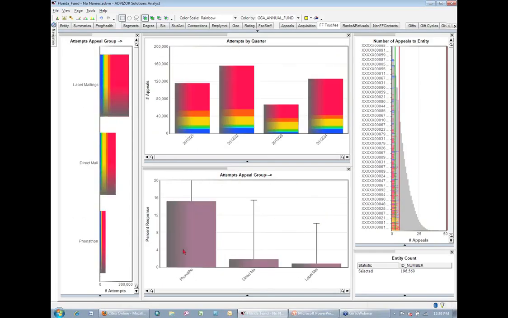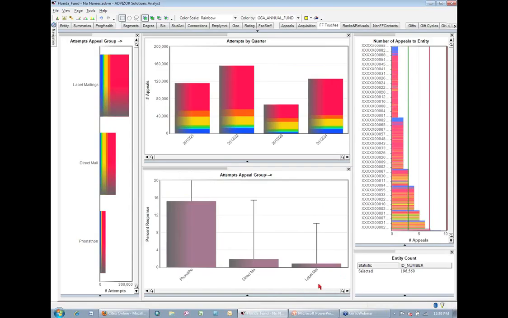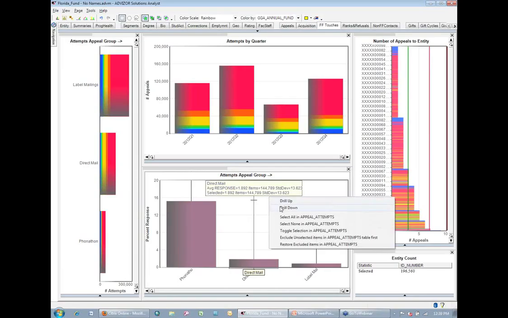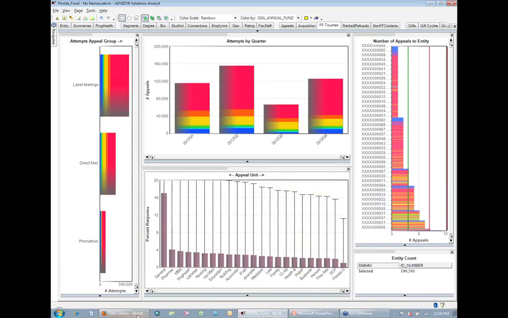And you can see in this fiscal year, we just had these 3 kinds of touches. Our phone-a-thon did really well in comparison to direct mail and label mail, although they didn't do badly themselves. But if you notice, there's this little drill down notice here. I can actually look more specifically at targeted appeals. We do have some general appeals, and then we also have some that are directed specifically at our units, and you can see how they were doing.